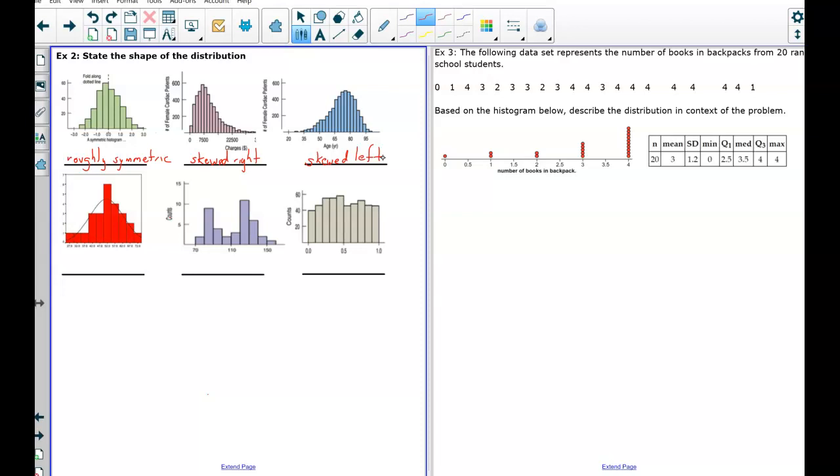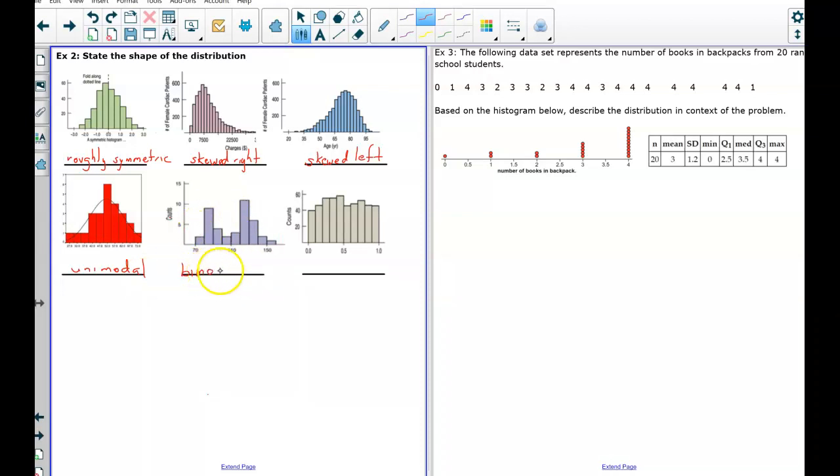We can also talk about modes. So the distribution that's in the red has only one mode. So we say it's unimodal. The distribution that's in the purple is bimodal.